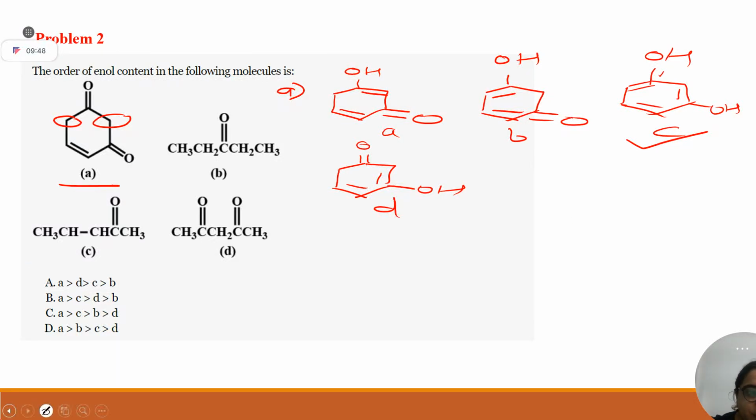So which option has A in front and B at last? A and B. So you can easily delete option C and option D. Clear? Now we have to decide between C and D.